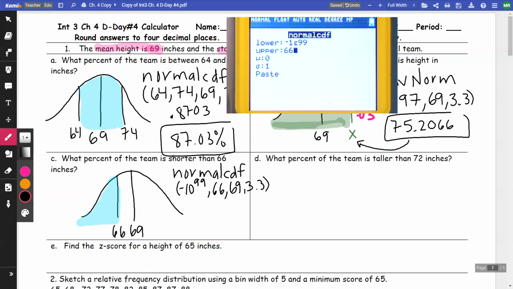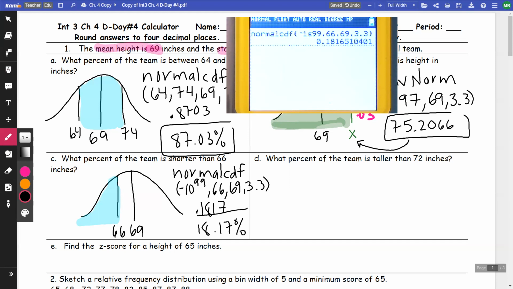So we have 66, we have 69, and we have 3.3. And we get 0.1817 or 18.17%.